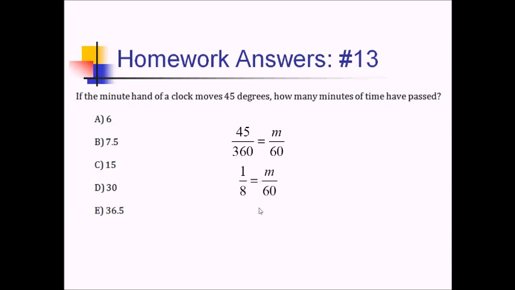Cross multiplying now, we've got 8m equals 60. And dividing 60 by 8, well, that's going to be, let's see, this is halfway between 56 and 64. So dividing by 8, we're going to get 7.5 then. So 7.5 minutes have passed. Choice B.